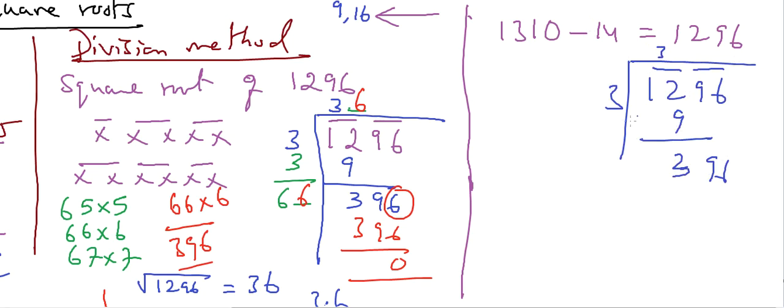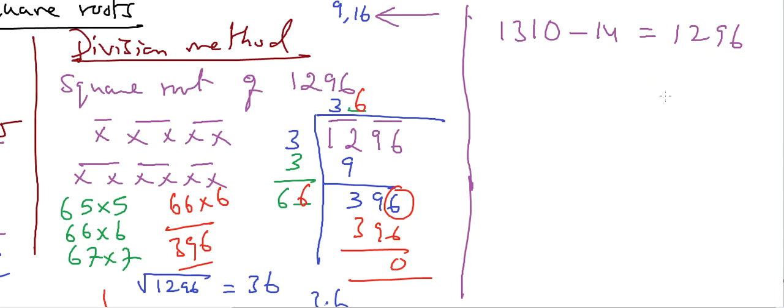Okay, so 3 times 9, 396. So as we said, whatever the last digit 3 is, to be added, we get 6. So how many times? 66 into 6 is 396. Sorry, this is not 1296. Sorry. Okay, the number given is 1310.